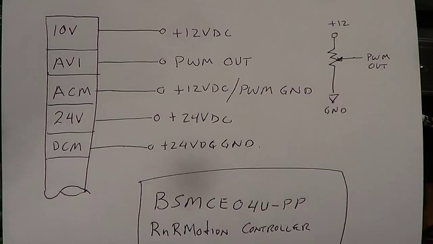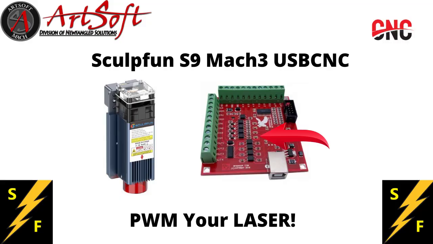I could not find the documentation to show how to properly connect up the 12 volts. I found that if you connect up 12 volt ground to ACM and 12 volt positive to the 10 volt input, it works fine. Remember to hook up your 24 volts to the 24 volt pin and the 24 volt ground to DCM. So it looks like the RnR Motion controller card, I think it's a BSMCE04U-PP USBCNC card, looks like it'll work for a laser.